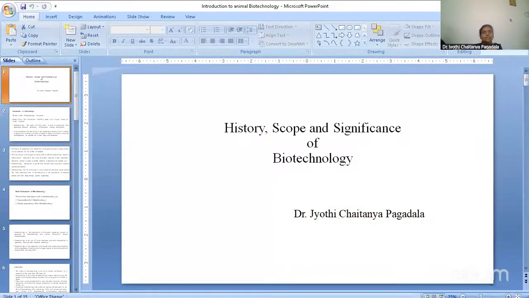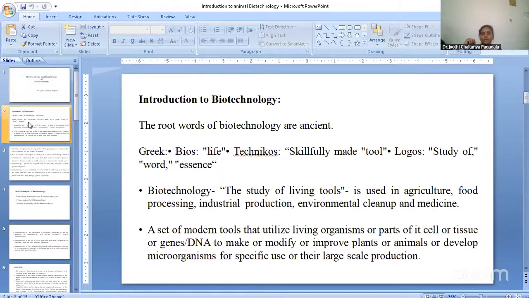As everyone knows, animal biotechnology. Animal biotechnology is the combination of science, history, scope, and significance of biotechnology. In this animal biotechnology, the animal biotechnology is the combination of science and engineering, which is very useful to transform the living organisms.